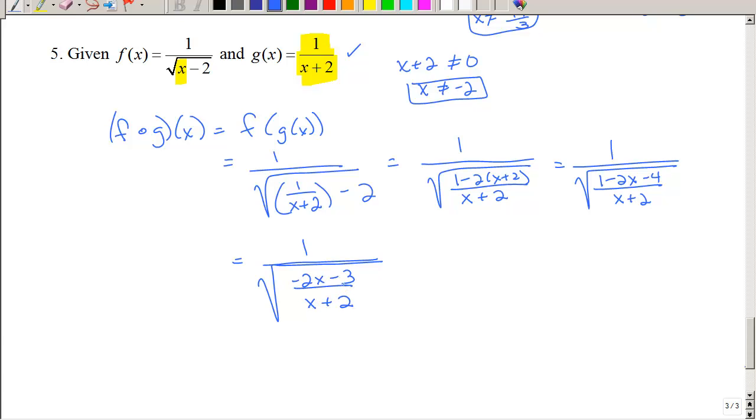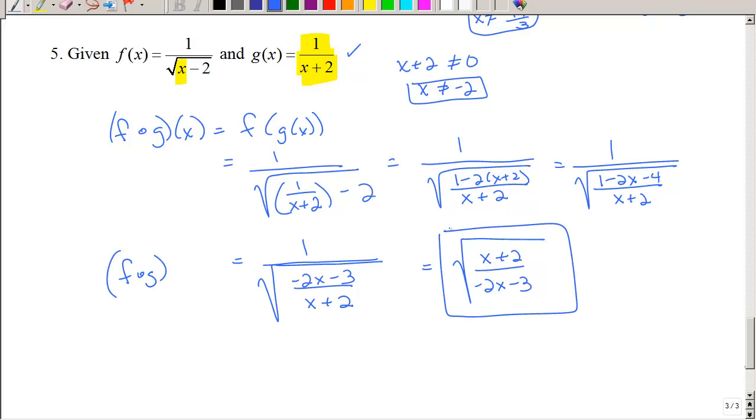Now I have 1 divided by a fraction. Well, 1 divided by a fraction means 1 times the reciprocal of that fraction. So we're going to get the reciprocal. And yes, it's over 1, but I don't really need to put that. So that is my composition function in its simplified form. But now I have to find the domain of that.